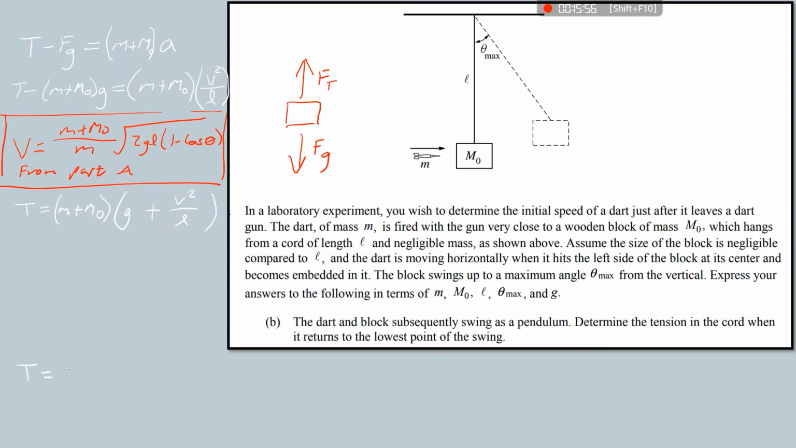You plug in V in there and then square it. So M plus M naught times G plus... If I square V, the square root's going to go away. What's going to happen to this part? That's squared. So this is M plus M naught squared over M squared L times just 2GL inside part, 2GL times 1 minus cosine theta. Can anything cancel?